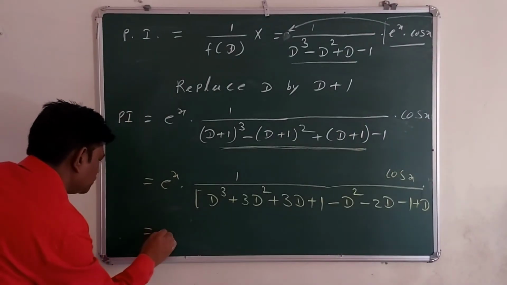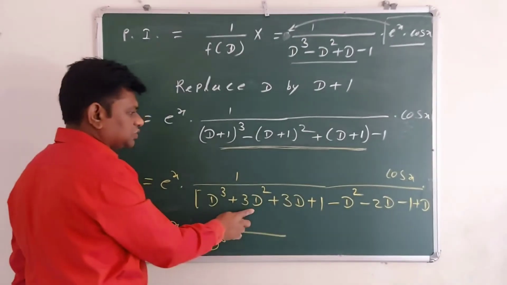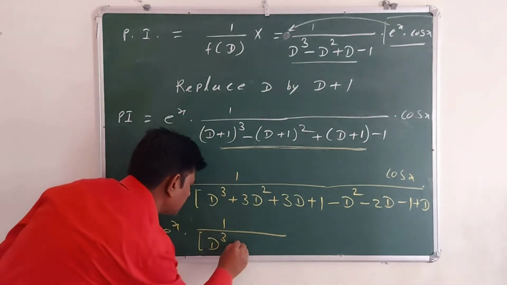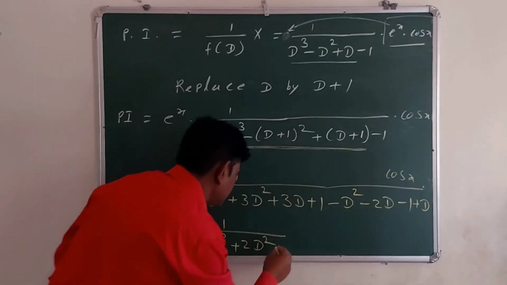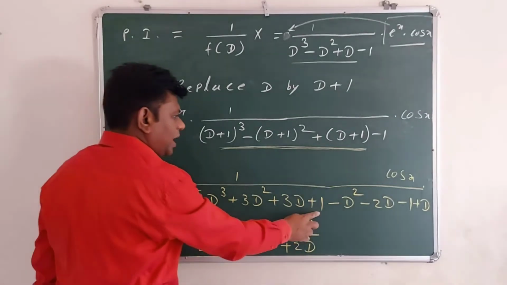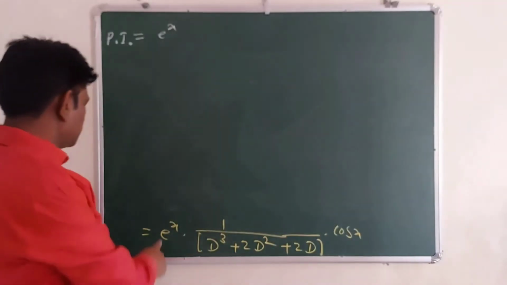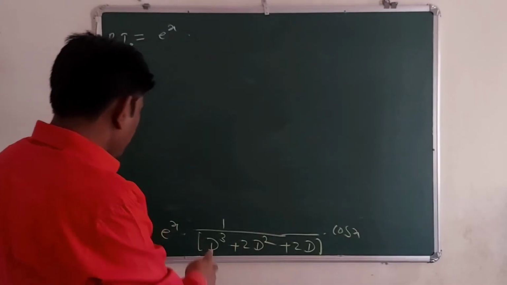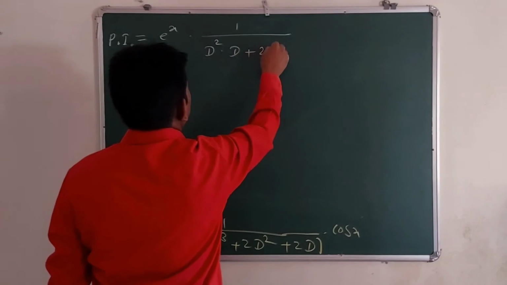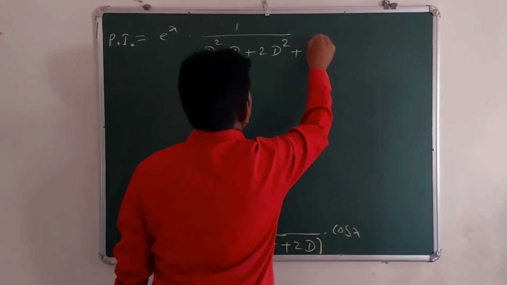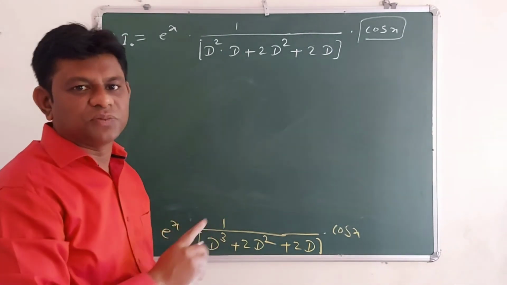Now this is equal to e to the power x 1 upon, D cube as it is, 3D square minus D square plus 2 times D square, and 3 times D minus 2 times D plus D means plus 2 times D. Now 1 minus 1 is 0, times cos x. So PI is equal to e to the power x as it is, 1 upon D cube as D square times D plus 2 times D square plus 2 times D, times cos x.